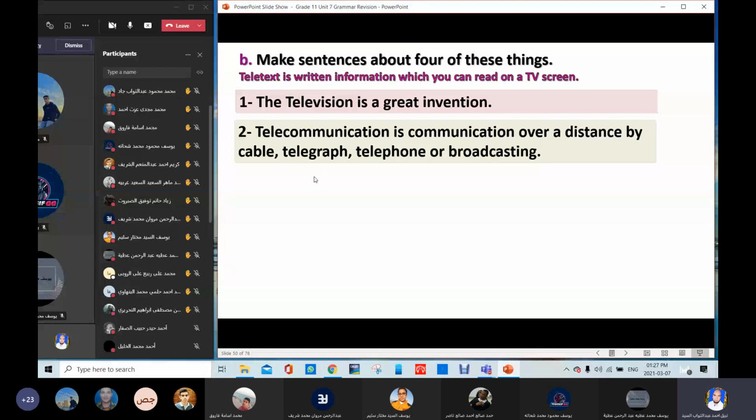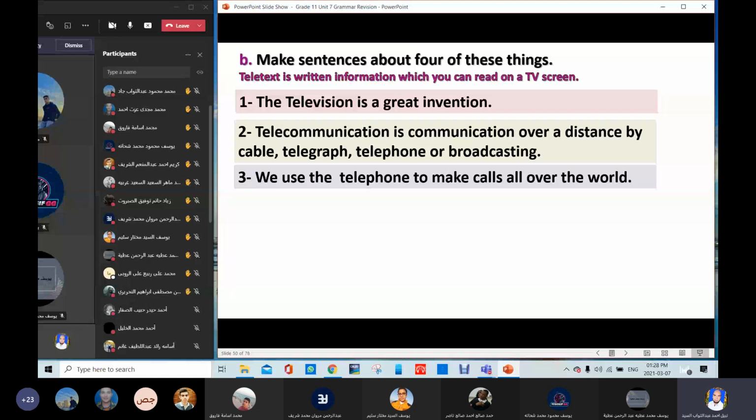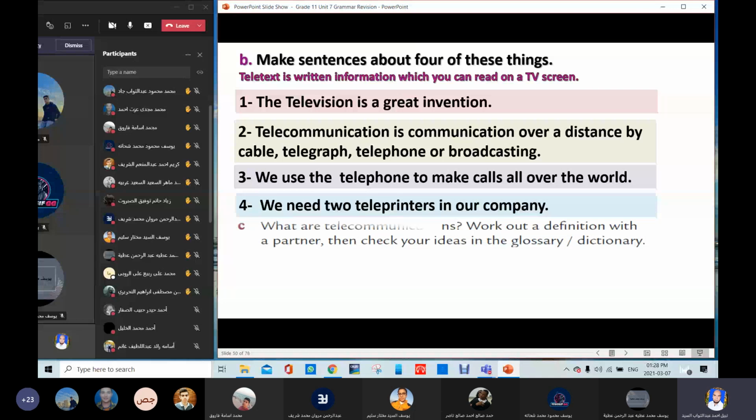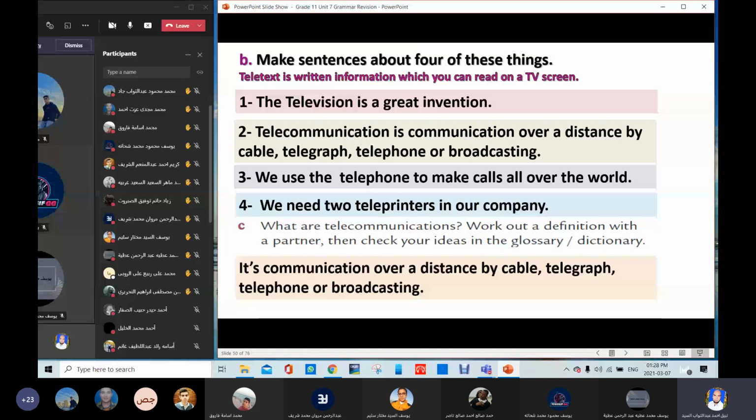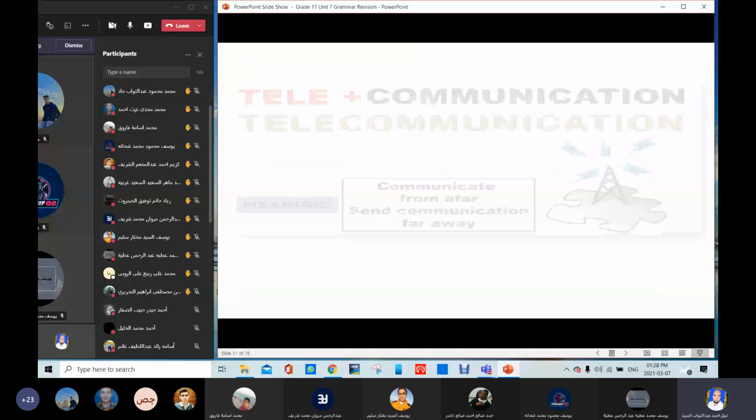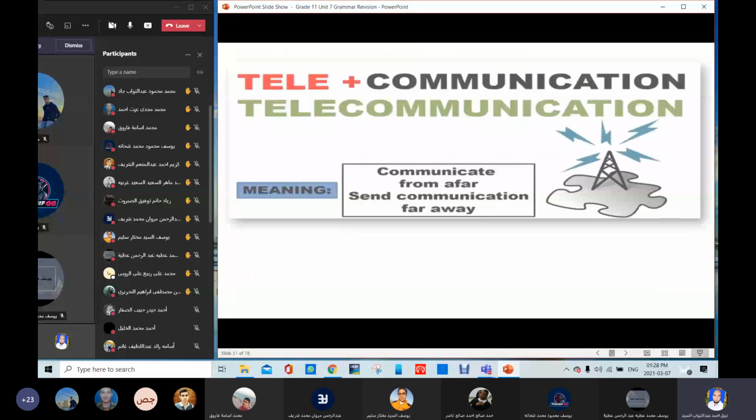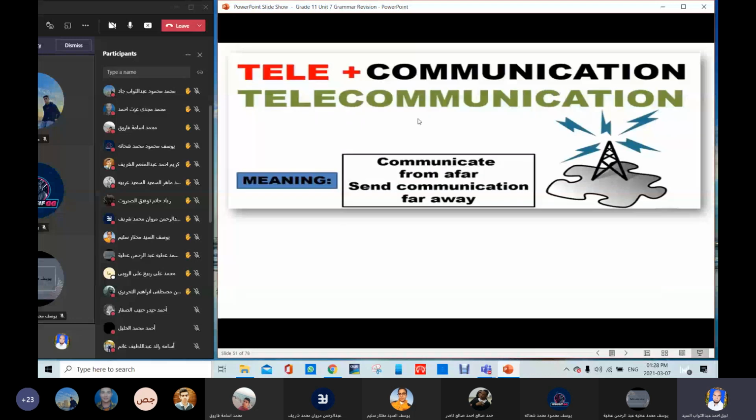Next, we use the telephone to make calls all over the world. Use these words in sentences. We need two teleprinters in our company. So what's telecommunication? It's communication over distance by cable, telegraph, telephone, or broadcasting. Look at this picture. Yes, telecommunication. So we join tele plus communication. We have the new term telecommunication, and it means communicate from afar or from a far distance, send communication far away.